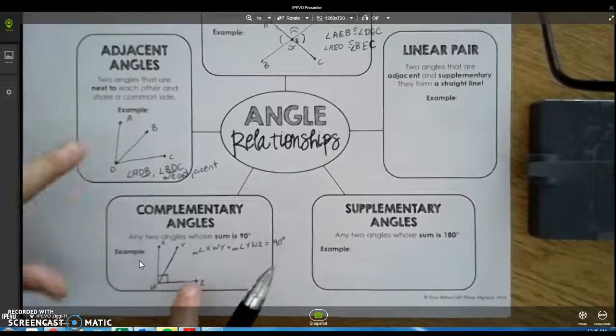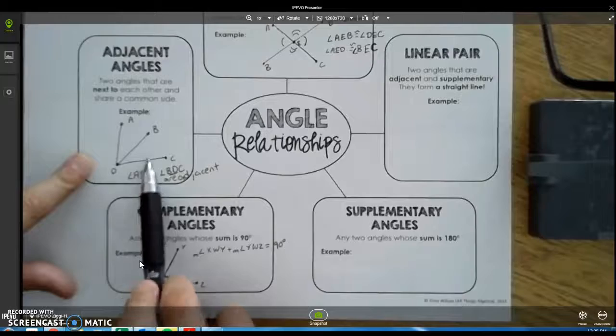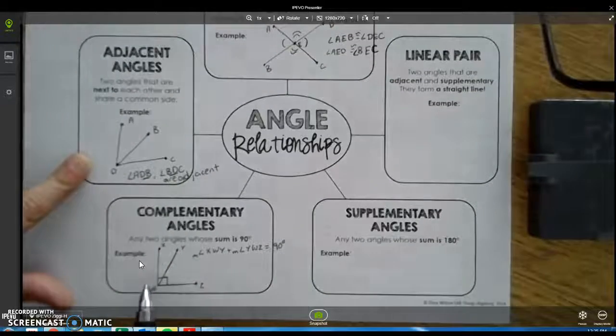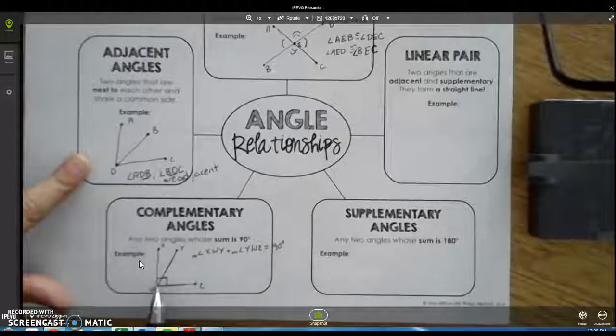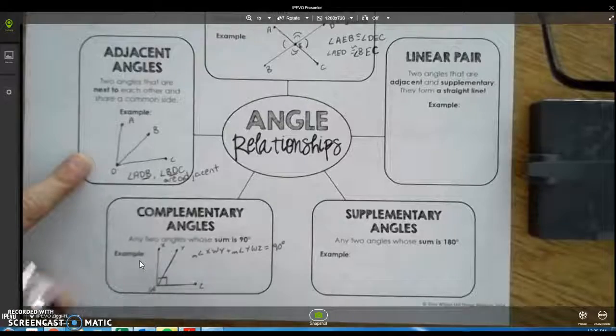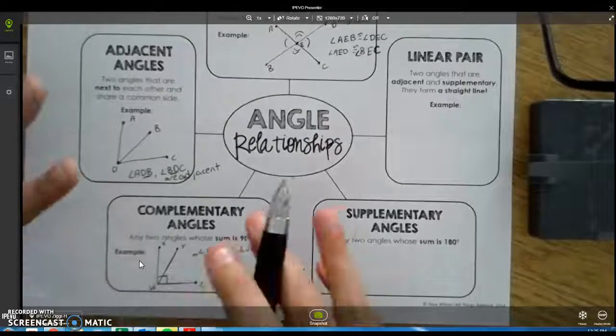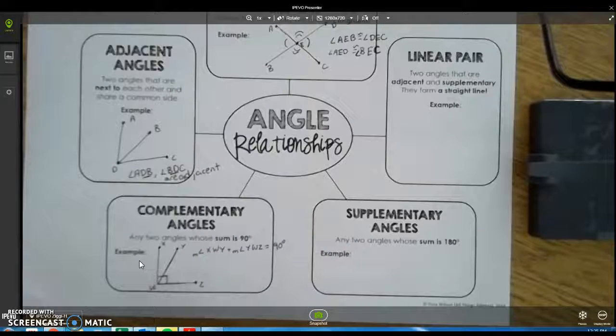Don't get these two confused. Just because they're adjacent does not mean that they're complementary. Right? I have to know it's 90, they have to tell me, I have to figure it out somehow, I have to know parallel or perpendicular lines. Anything like that will show me that they're 90, but I have to either show it or know it to use it.